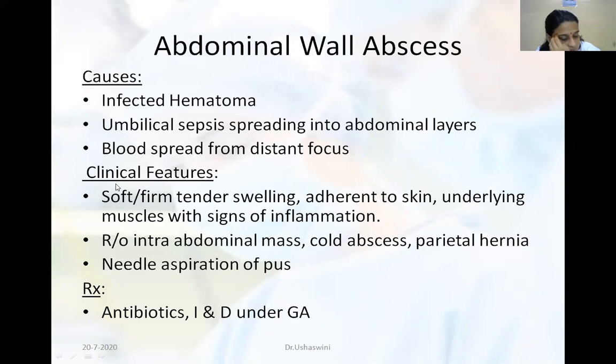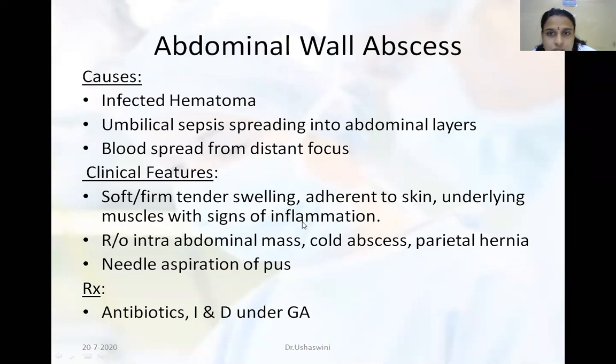How does the patient present? There is a soft, firm, painful, tender swelling which is adherent to the skin. Obviously, it is on the abdominal wall. So skin is the binding factor, adherent to the skin and underlying muscles, with signs of inflammation. The 5 signs of inflammation.